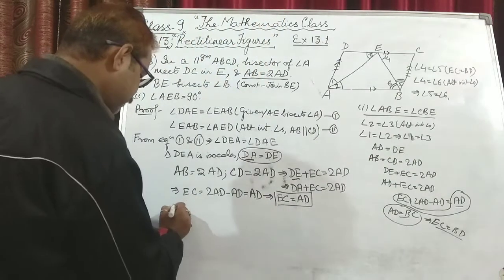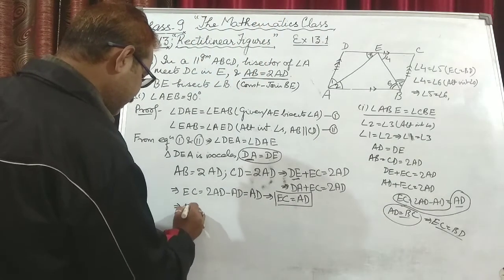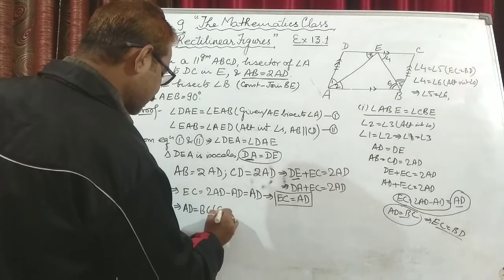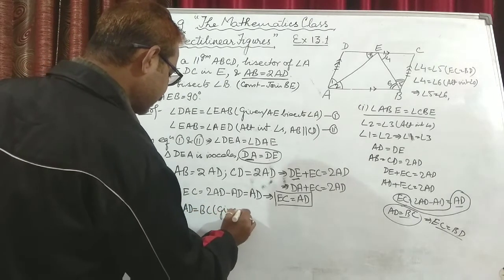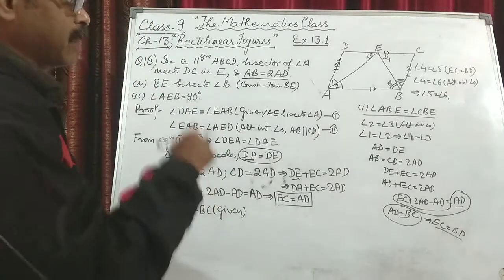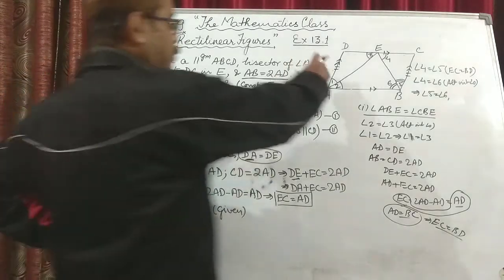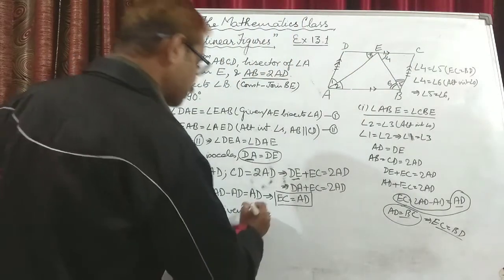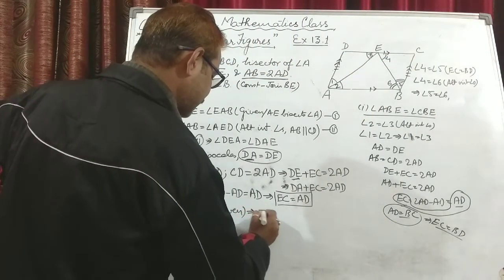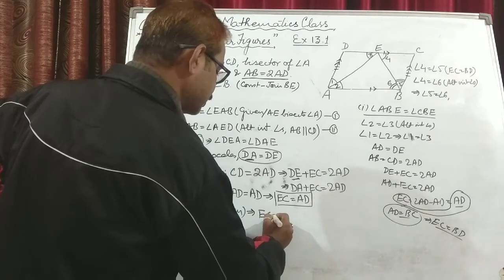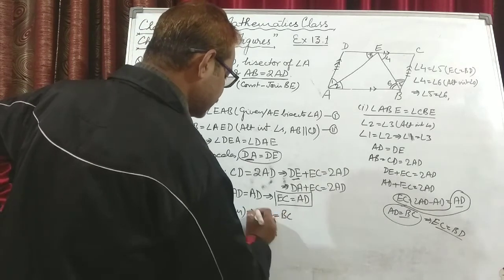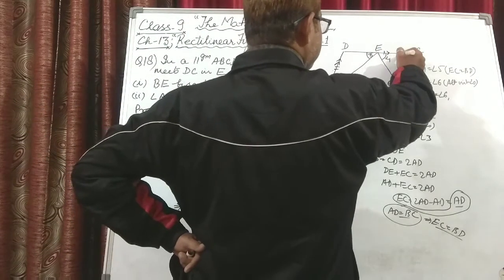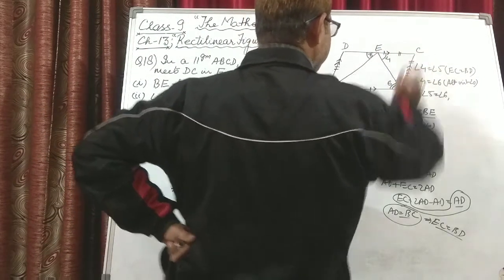At the same time, we can say that AD is equal to BC. Why? Because it is given, what is given? ABCD is a parallelogram, and in a parallelogram opposite sides are parallel and equal, so AD and BC will be equal. So according to this, we can say that EC is equal to BC. Now EC and BC are also equal. It means this part and this part are equal.